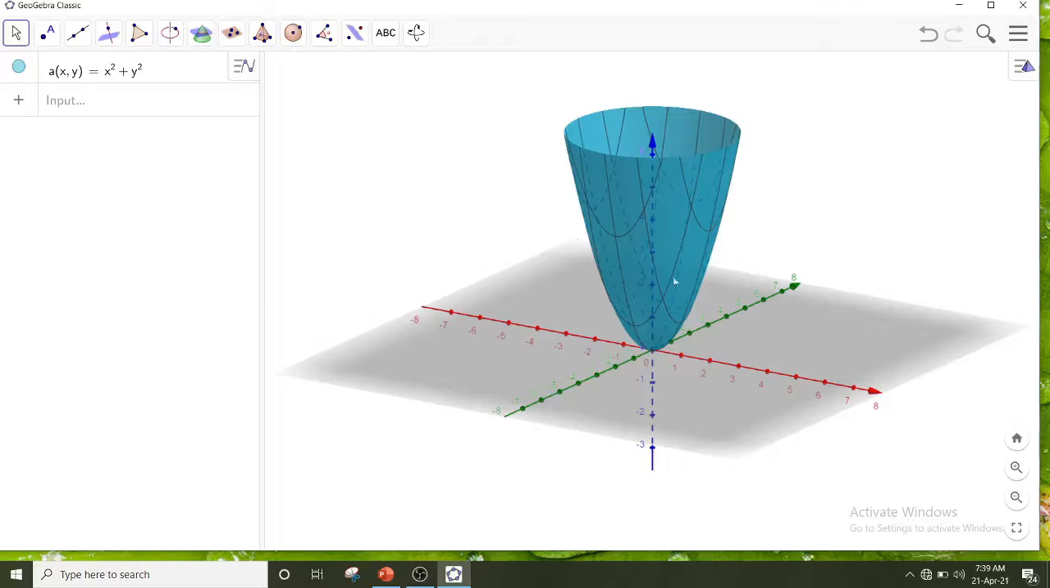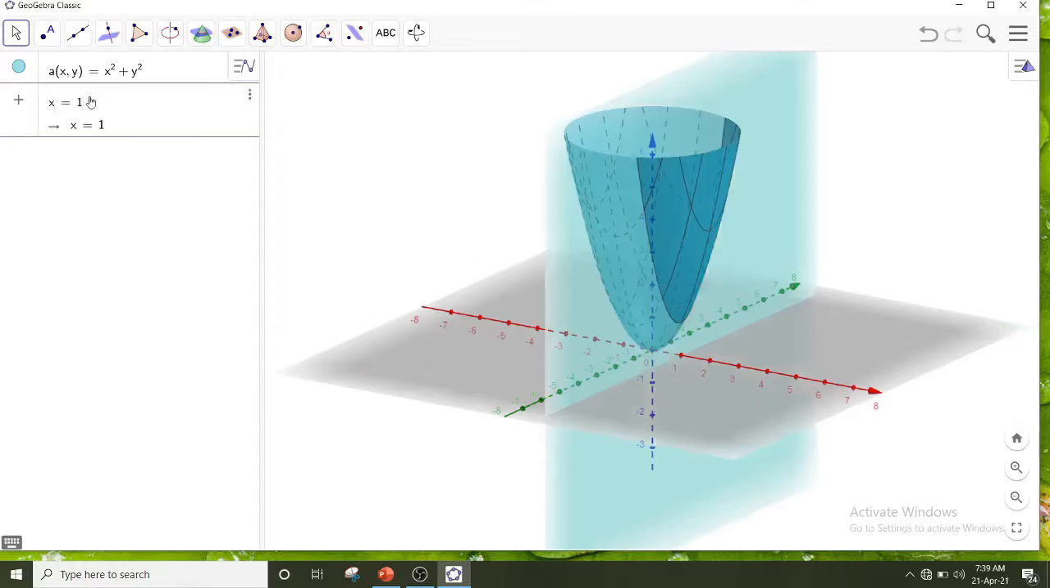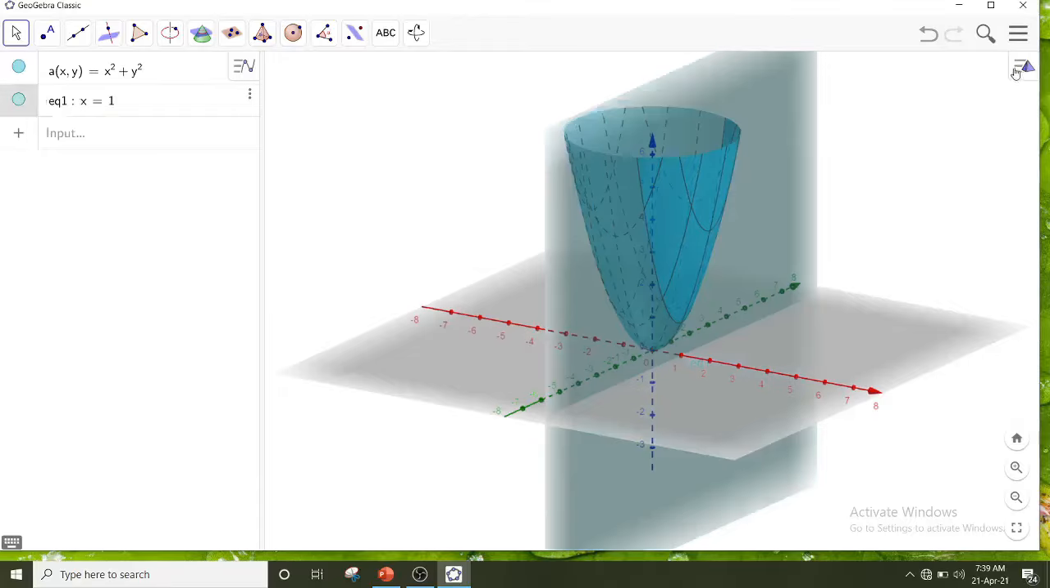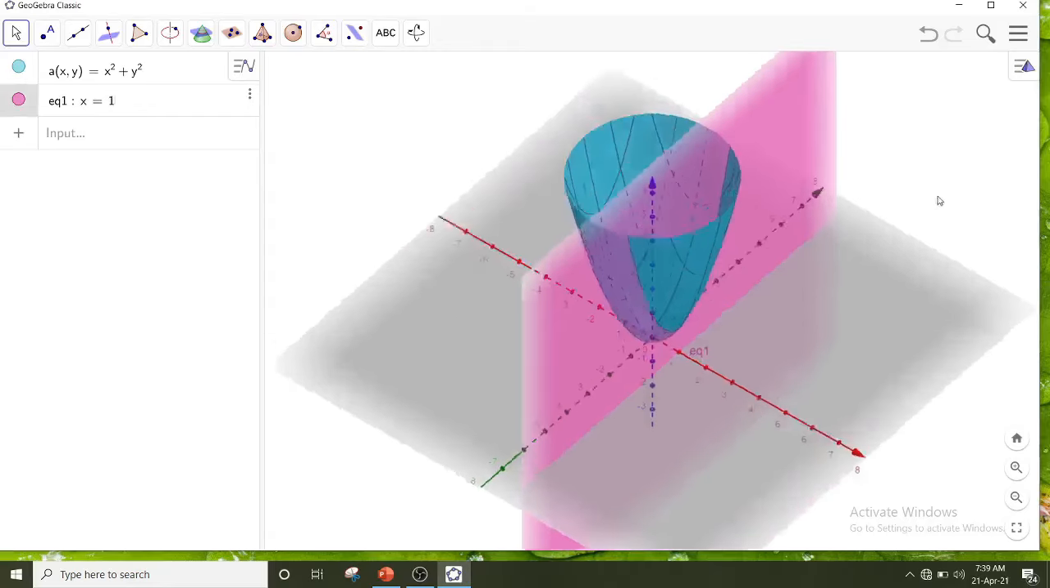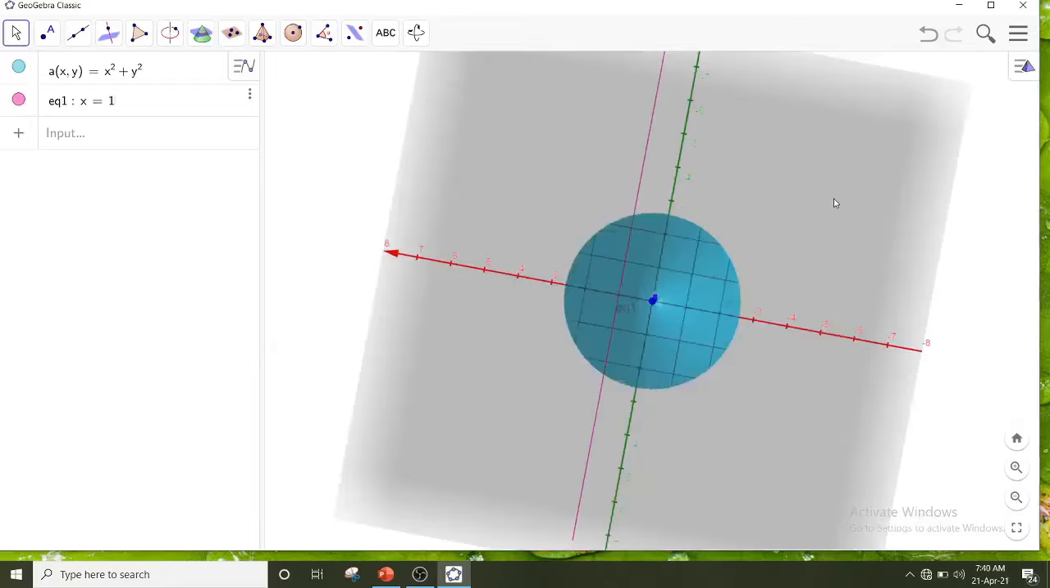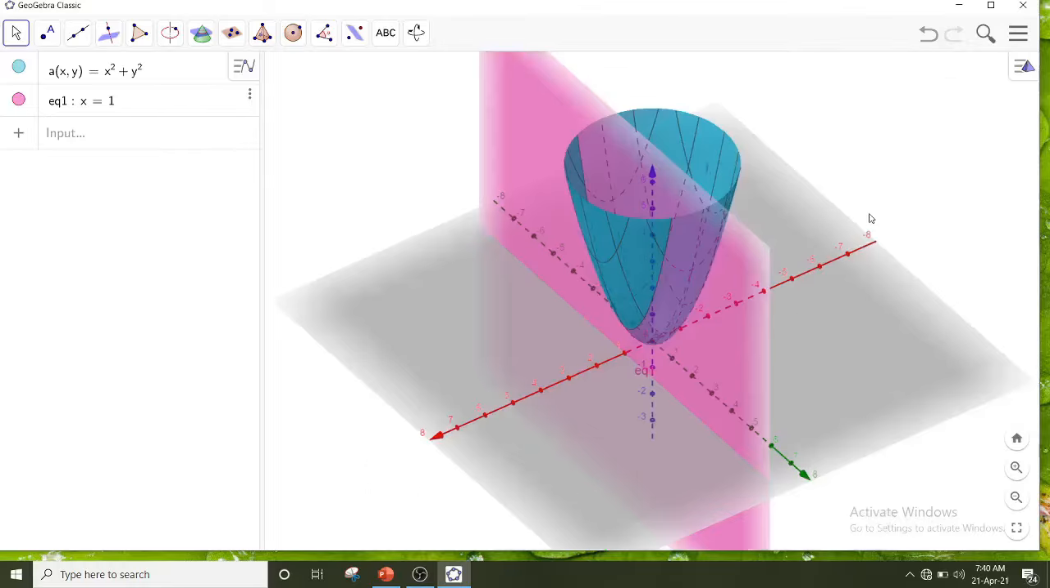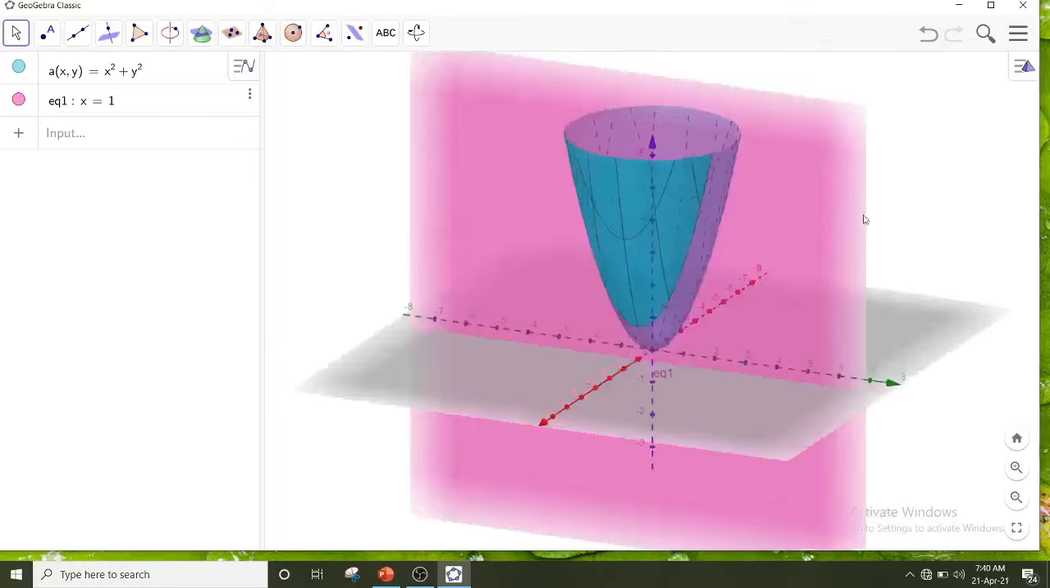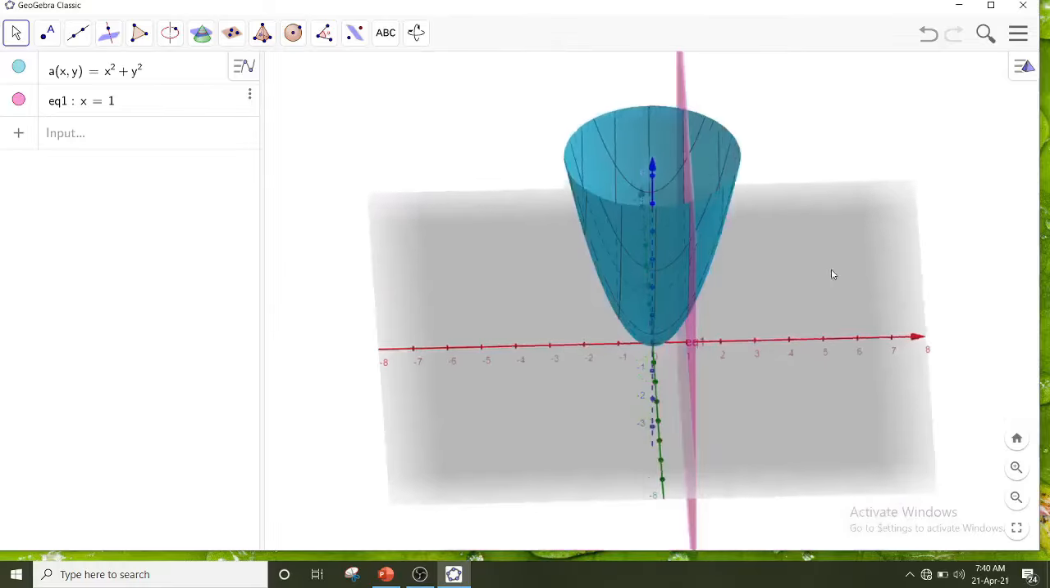Next I want x is equal to 1. Now look at this, what is meant by x is equal to 1? It means a plane. Let us change the color so that it will be very clear. So this is the plane y is equal to 1, and the pink one shows x is equal to 1.